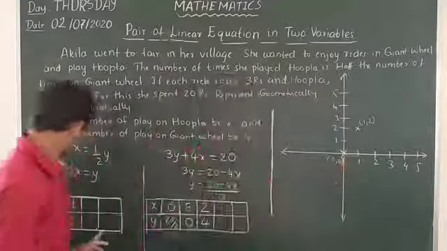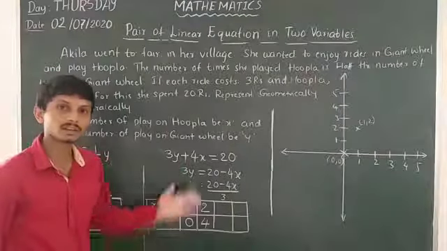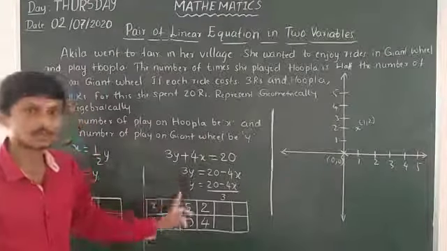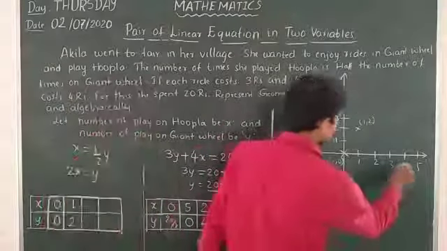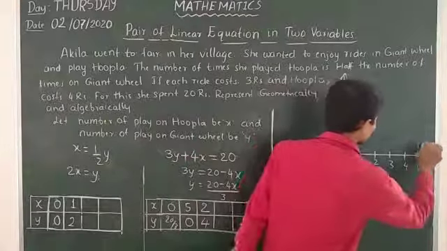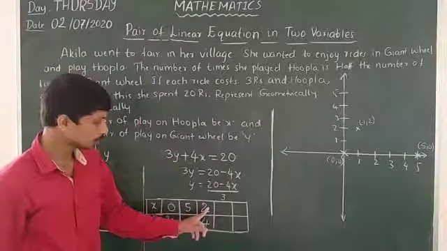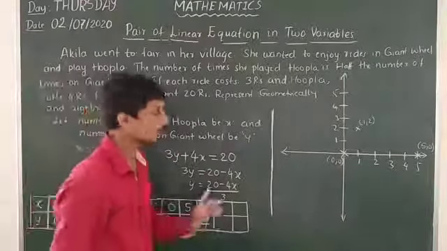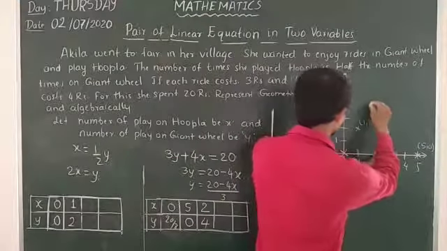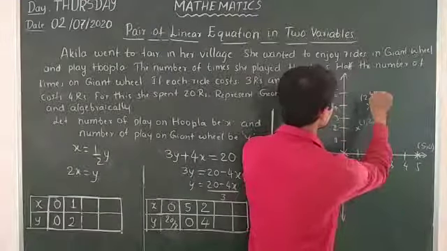Then let us move on to 0 comma 20 by 3. 20 by 3 we can't take in the coordinate system, so just neglect it. Then 5 comma 0. The x coordinate is 5 and the y coordinate is 0. The point is here. Then I will take 2 comma 4 here. The x coordinate is 2 and the y coordinate is 4. Here we got the point.